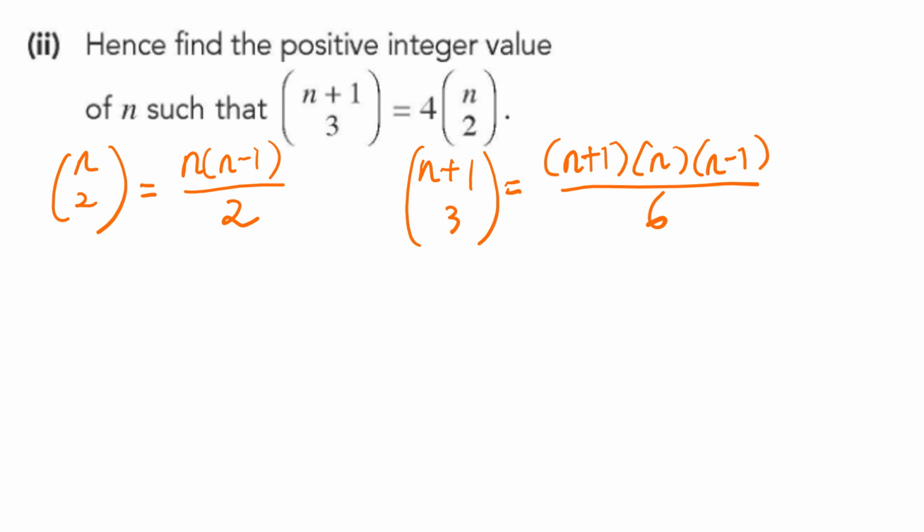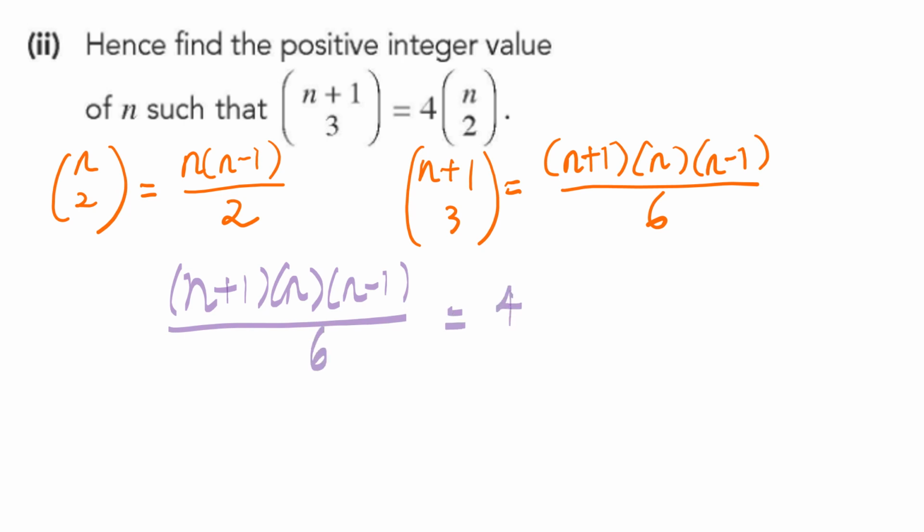So we need to form an equation, which means (n+1)(n-1) over 6 is equal to 4 times 4 over 1 times nC2, which is n(n-1) over 2.